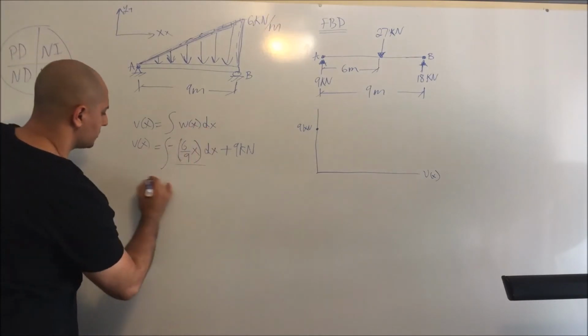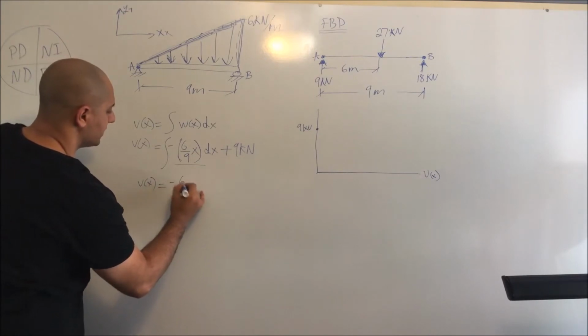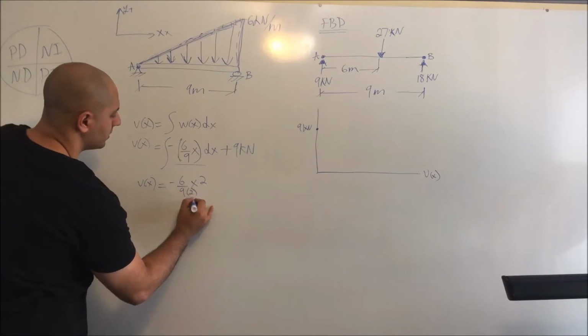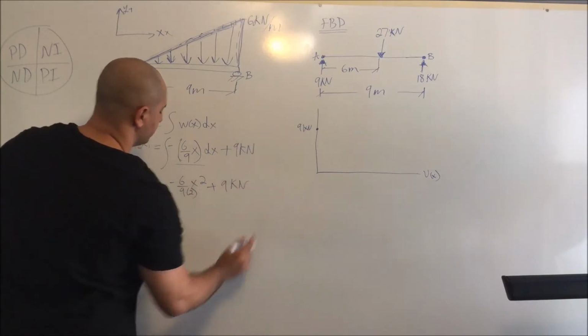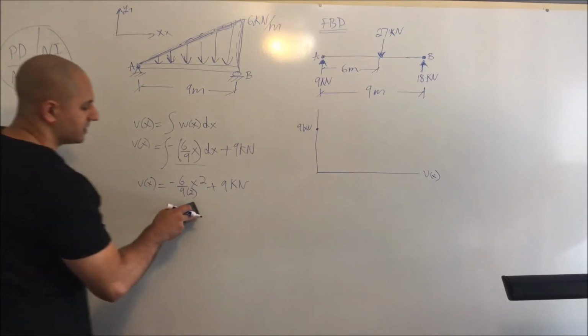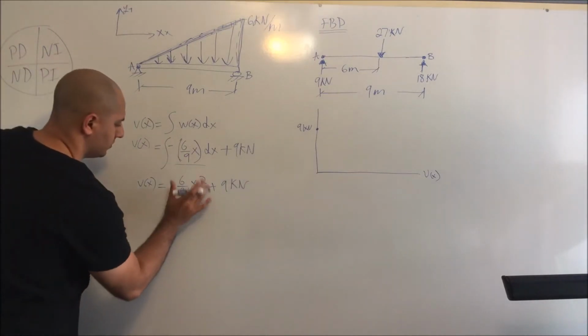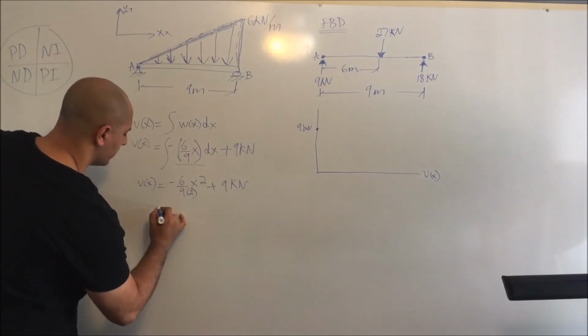Now all you have to do is solve for the integral, which is really a basic integral. In this case, V of x equals negative 6 over 9 times x squared over 2, plus 9 kilonewtons. You can simplify this even further. You can either multiply by 18 or 6, so I'll do that for you guys.